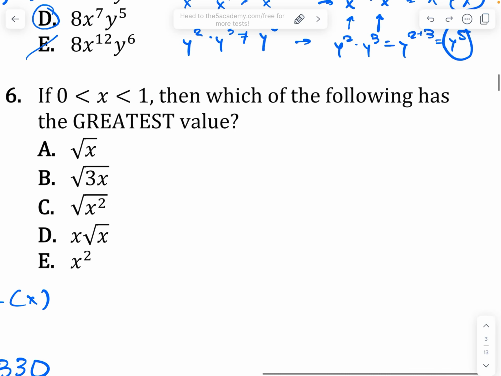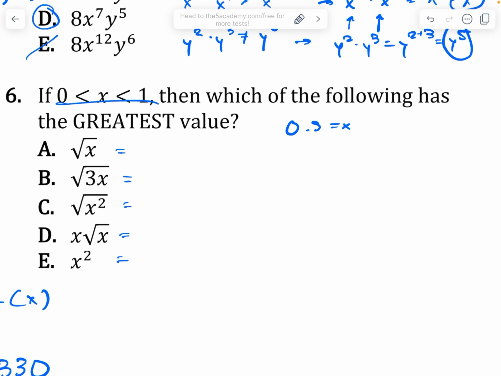If 0 is less than x is less than 1, then which of the following has the greatest value? Let's just take a number, for example, 0.5 is equal to x. So square root of 0.5, you can evaluate all of these. The greatest value is going to end up being, and let me just plug all these into my calculator and write all these out.